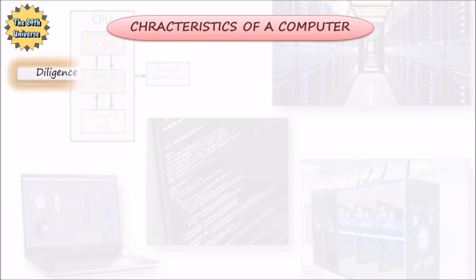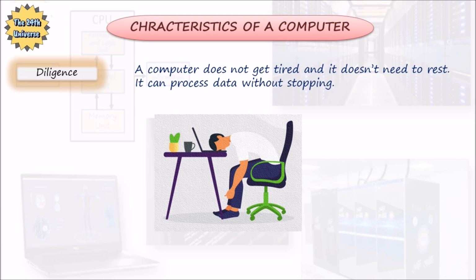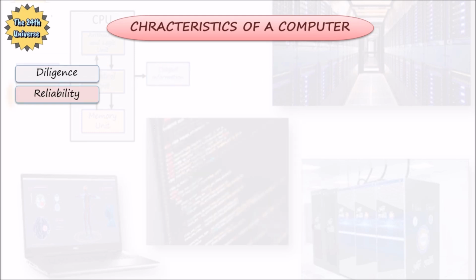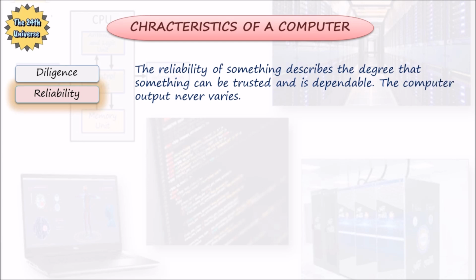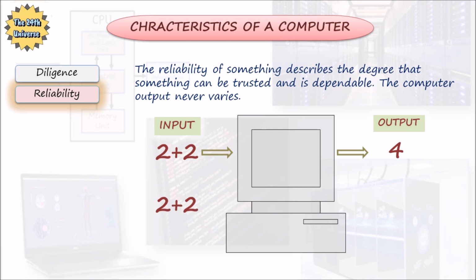Next, we shall look at the characteristics of a computer. The first is diligence. A computer does not get tired and it doesn't need to rest. It can process data without stopping. Reliability. The reliability of something describes the degree that something can be trusted and is dependable. Here, the computer output never varies for the same input. For example, it won't give you 2 plus 2 equals 4 and then later 2 plus 2 equals 5. No, it will always give 2 plus 2 equals 4.